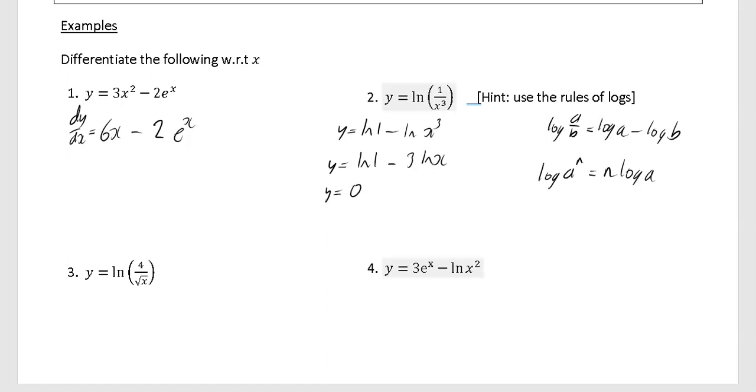Ln of 1 is 0. So if you just hit that on your calculator, you'll see that is true. And then if you differentiate the ln of x, you get 1 over x. Sorry, getting ahead of myself here. I haven't differentiated yet. I'll just change that back. That's still my ln of x. I'll tidy it up in a wee minute. And then if you differentiate, your dy by dx is just going to be minus 3 upon 1 over x. So that's me differentiating my ln, which is the same as minus 3 over x.